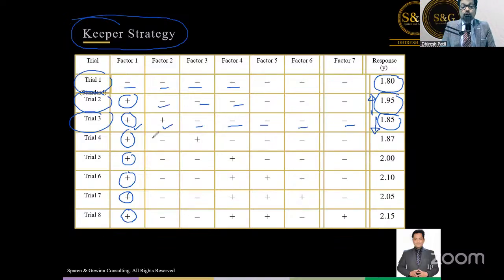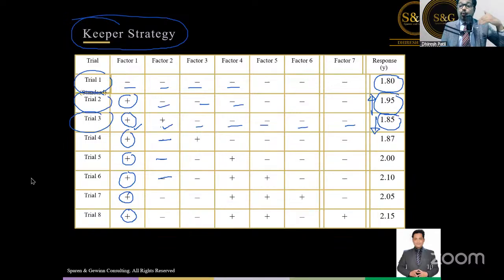So what they will do, they will alter the setting again to the negative or the minus from the next trial, and they will keep it because they observe that if I increase factor 2, it is impacting the response negatively. That's why it will be kept at the negative setting. Clear? That's why it's called keeper strategy. Whichever setting has given us a positive result, that setting will be kept constant. The rest of the settings will be changing. Clear? This is called keeper strategy.